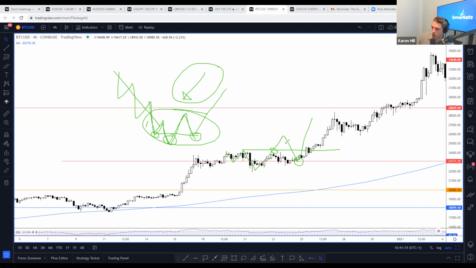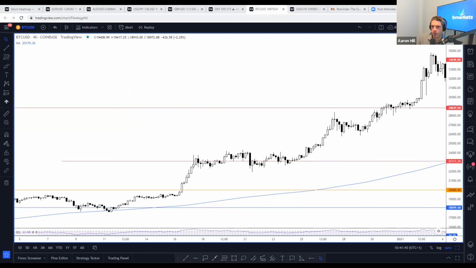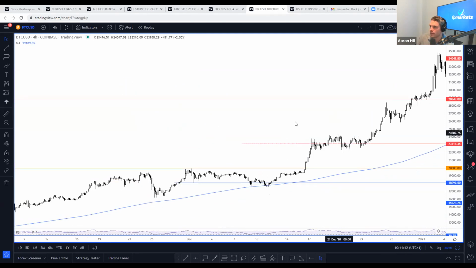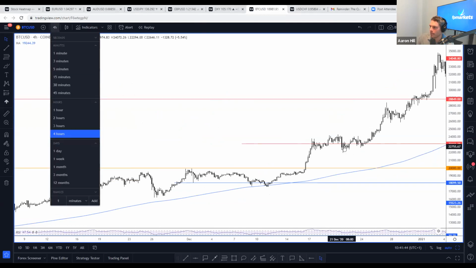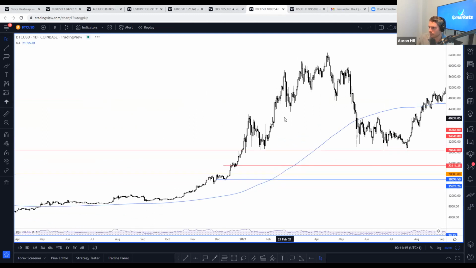Now, if we do not see this happen, as we haven't seen, if we see price continue higher after breaking this high, then so be it. We have a potential setup at the far end of the chart. Now, just to be clear, would I trade? Let me go back to the daily. Remember this line, 23,111. This is the daily chart.